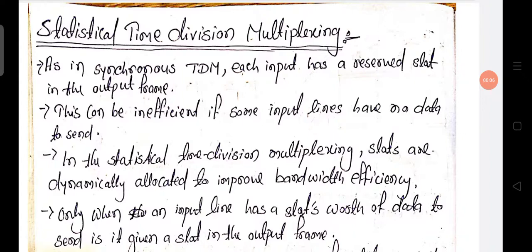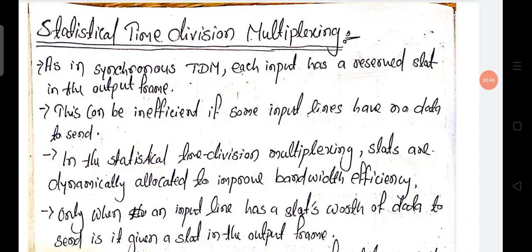Today we are going to study statistical time division multiplexing. In previous classes we have studied synchronous time division multiplexing. There are some disadvantages in synchronous time division multiplexing, so to recover from those disadvantages we use statistical time division multiplexing. And what are the disadvantages of synchronous time division multiplexing?